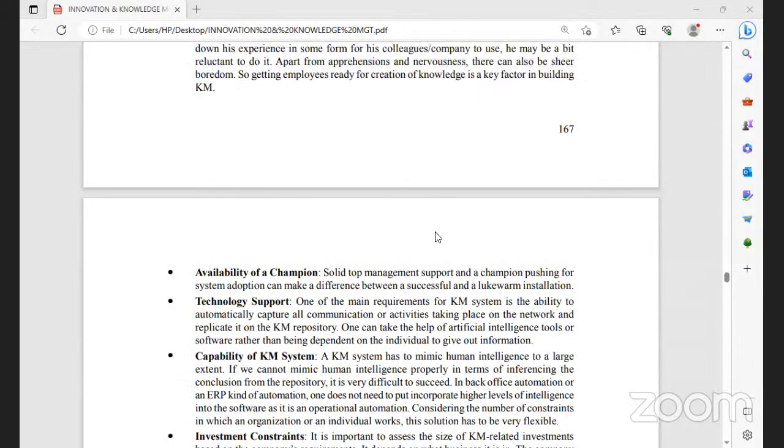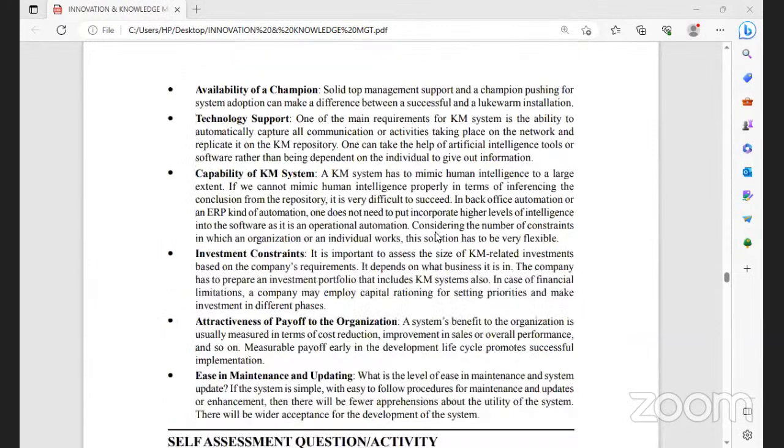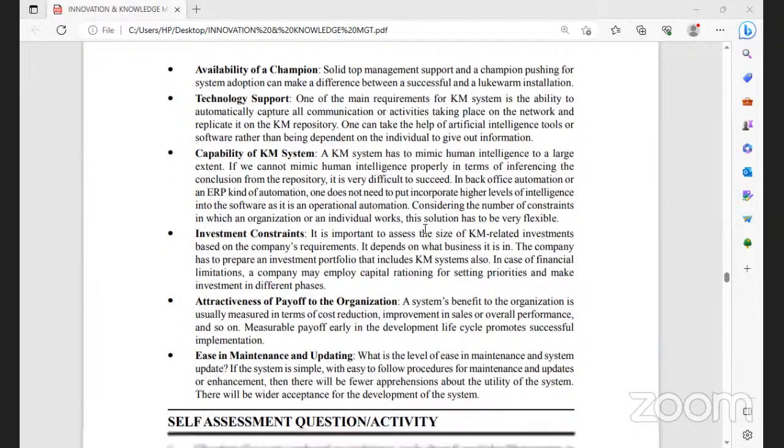Next step is availability of champion. Next one is technology support. Next one is capability of the knowledge management system. Next one is investment constraints. Means if we take the IT industry or several MNC companies, the investment will come from venture capital fund managers. Like that, some of the companies will get investments from banks, loans, like that. Some will issue a follow-on public offer, IPO, initial public offer, like that. Whatever it may be, the scenario relating to investment constraints will be there.